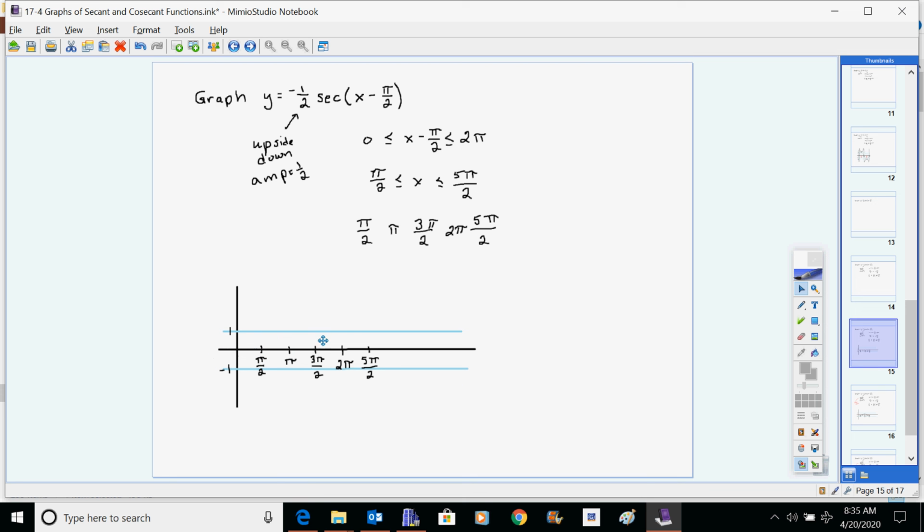So what we do, we set it up. Pi over 2, pi, 3 pi over 2, 2 pi. What you'll know by halves, half pi's.